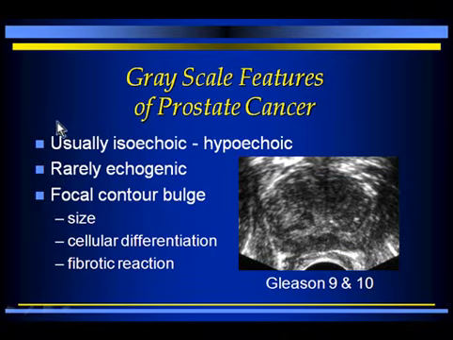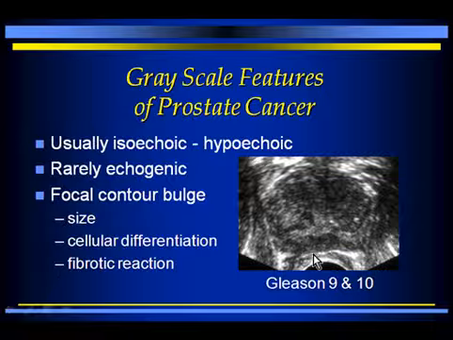So on grayscale, prostate cancer is usually isoechoic to hypoechoic. This is an infiltrating prostate cancer in the outer gland. Rarely is it echogenic. Often you can see a contour bulge, especially in more advanced prostate cancer. But how the cancer looks depends on the size of the lesion, the degree of cellular differentiation, and on the fibrotic reaction that you might see within the prostate to the cancer.